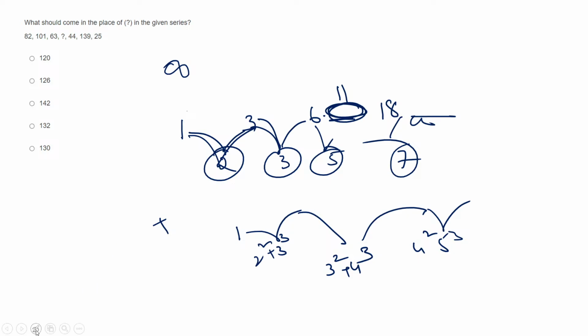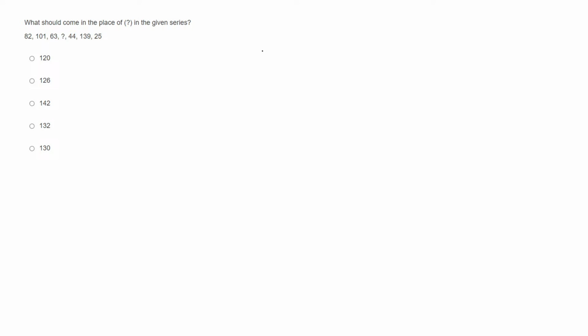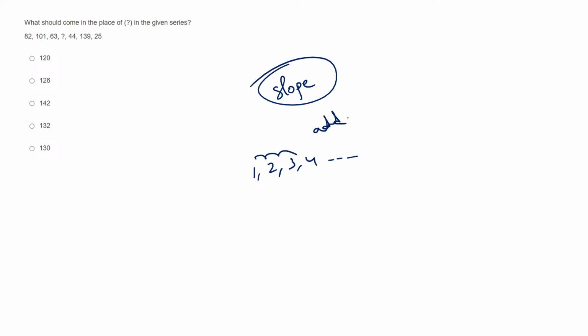But remember one thing, the only way to identify the logic here is to first identify the slope, in the sense of how fast the numbers are changing. For example, if the numbers are moving very slowly, like 1, 2, 3, 4, most of the time the logic is going to be addition. But if the numbers are moving rapidly, like 1 into 10 is 10, 10 into 10 is 100, 100 into 10 is 1,000, then most of the time the logic is going to be multiplication. That's the only thing you can use here. If they're moving slowly, it's most probably addition logic. If they're moving too fast, you have to use multiplication logic.